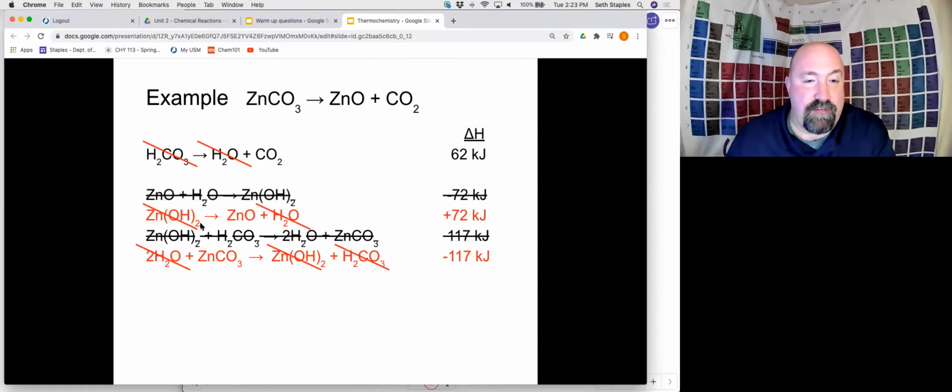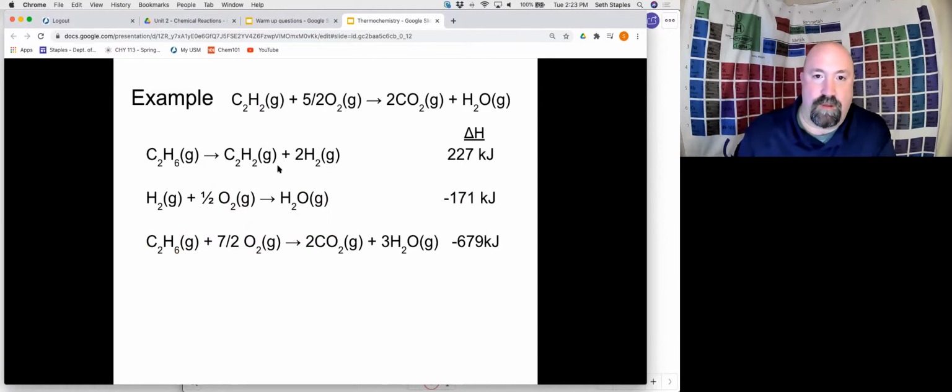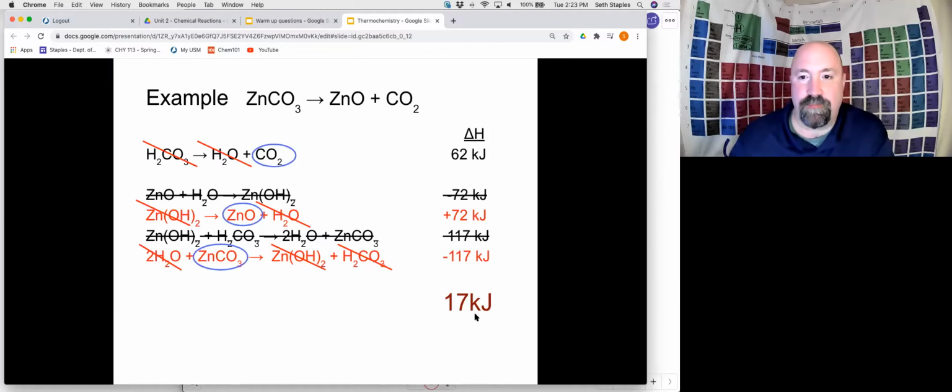I also have zinc hydroxide here as a reactant and zinc hydroxide here as a product. So I can cancel all of those. What I'm left with is my zinc carbonate as a reactant, and my zinc oxide as a product, and my CO2 as a product. So I've done all the manipulations that I need to. So then I can add up my enthalpies, and I'm left with 17 kilojoules.